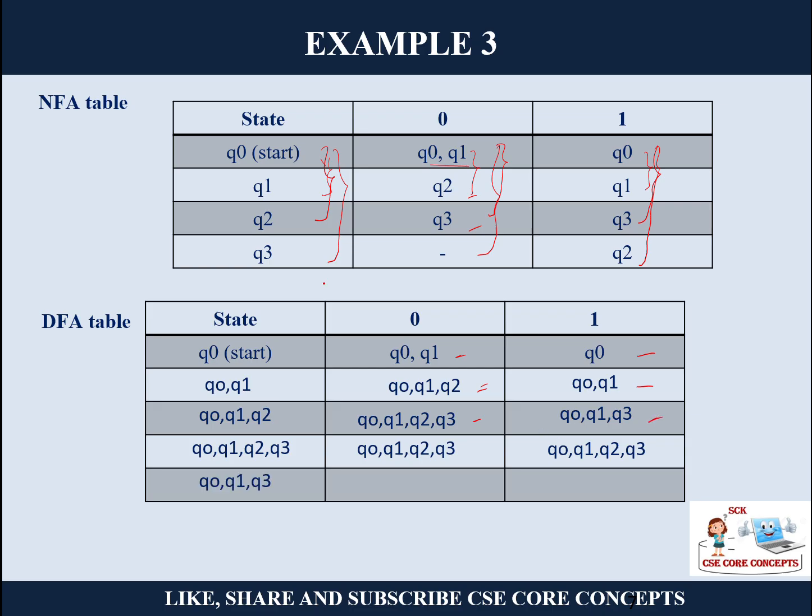So Q0, Q1, Q3. What is the combination? Q0, Q1, Q2. So it is Q0, Q1, Q2, right? So Q0, Q1, Q2 is already done over here. Fine, all have been expanded. So let's draw the table.